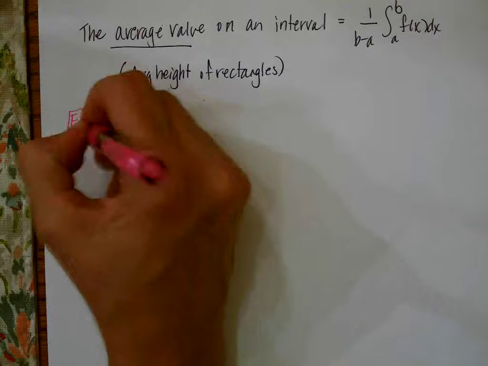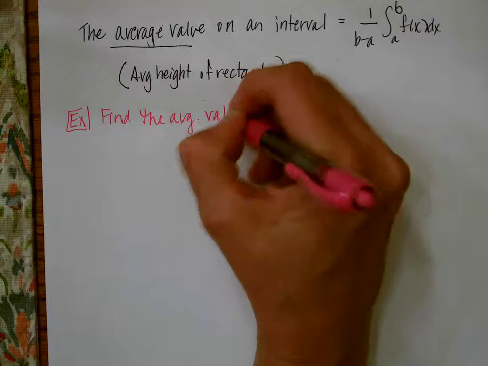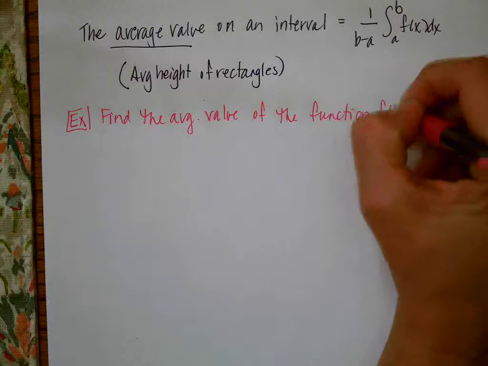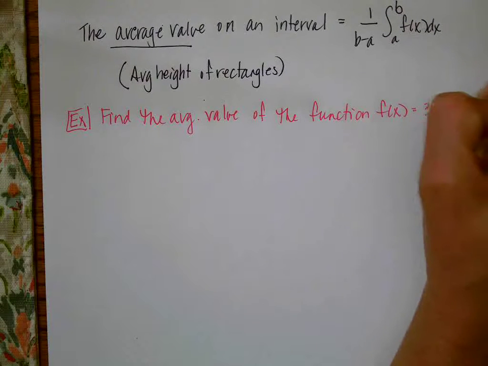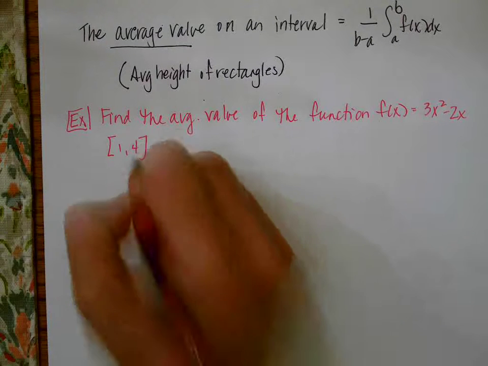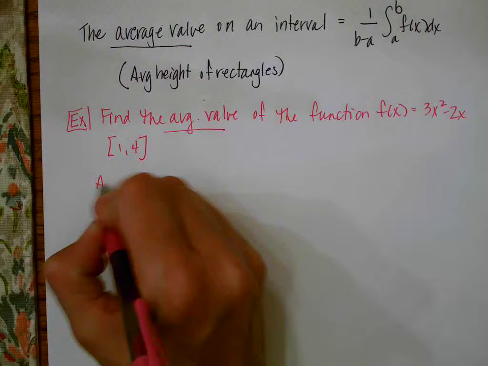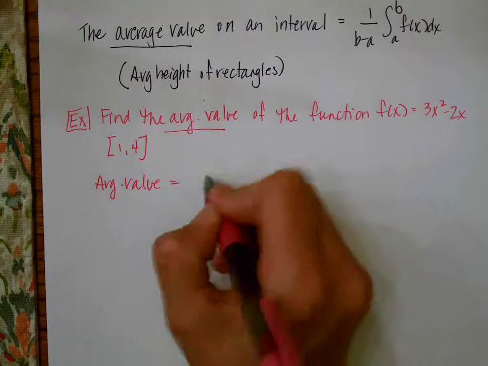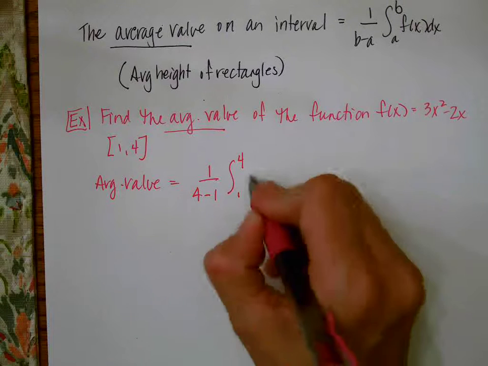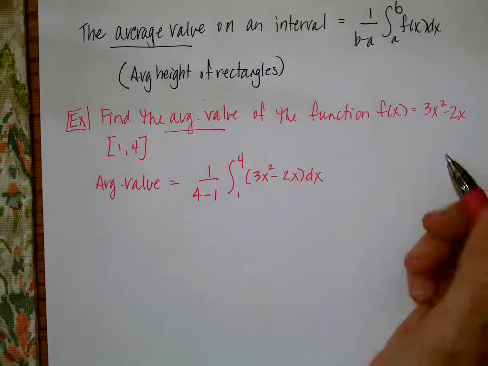Okay, for our example, let's find the average value of the function f of x is equal to 3x squared minus 2x, and I'm going to do it over the interval from 1 to 4. All right, we have to pay attention to those words, average value. So my average value is going to be 1 over b minus a times the integral from 1 to 4 of 3x squared minus 2x dx.